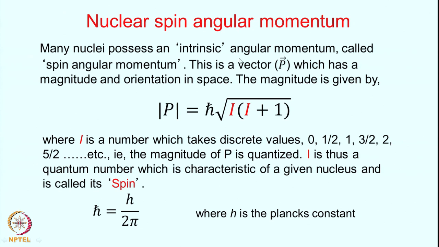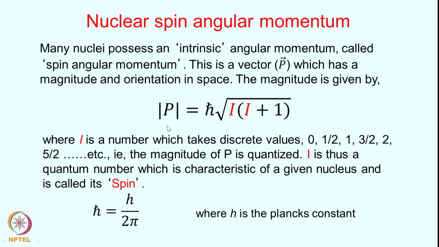This is an intrinsic property, and this angular momentum is a vector, and it obeys all the laws of angular momentum, and that is why this nomenclature has survived, and it is called spin angular momentum. The basic laws of angular momentum seem to be applicable here. It follows those laws, and therefore this nomenclature has remained. And so I would like to emphasize again, this has no connection with any angular motion of the nuclei within themselves. And this is a vector, obviously, which has a magnitude and an orientation in space.